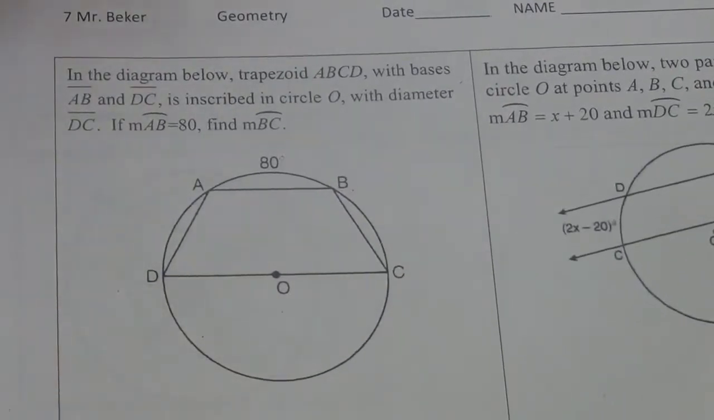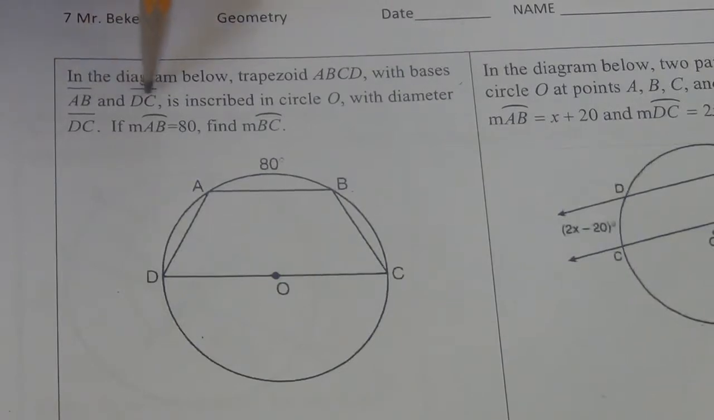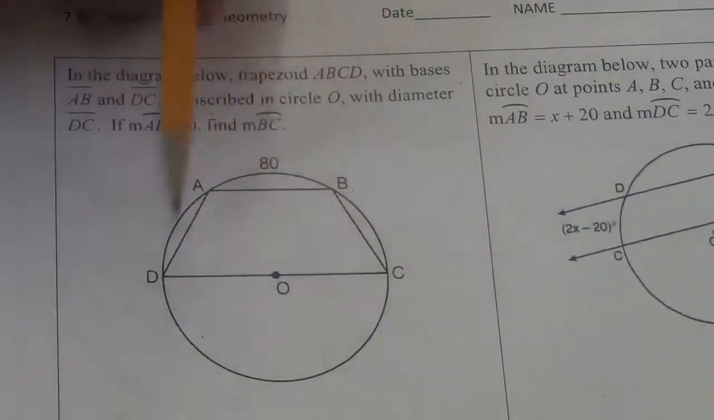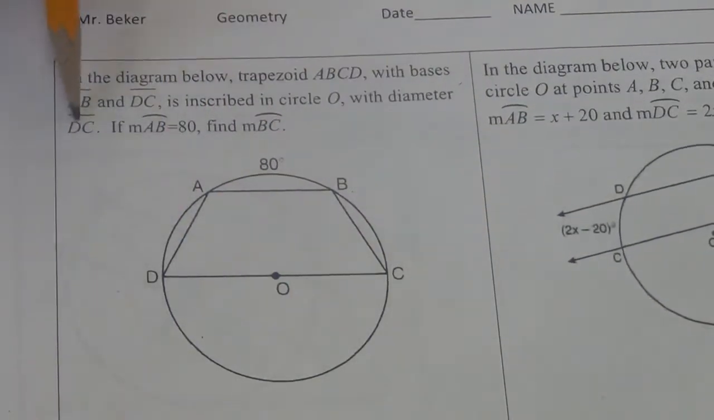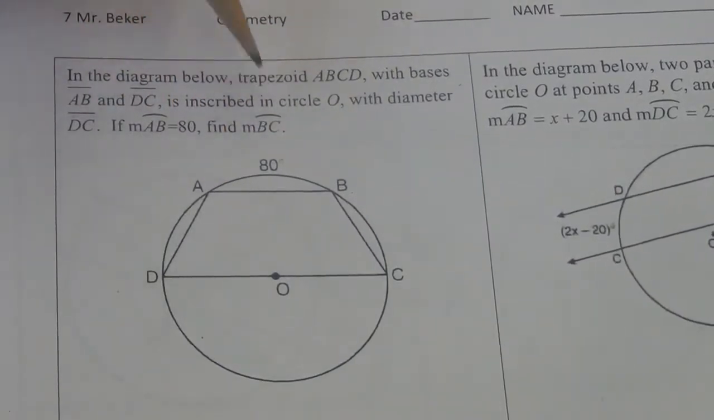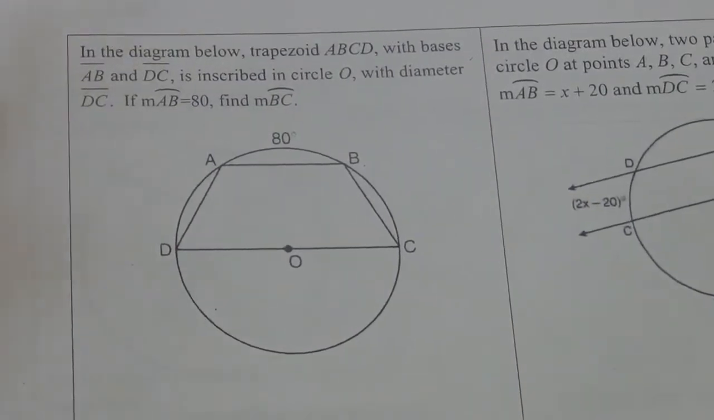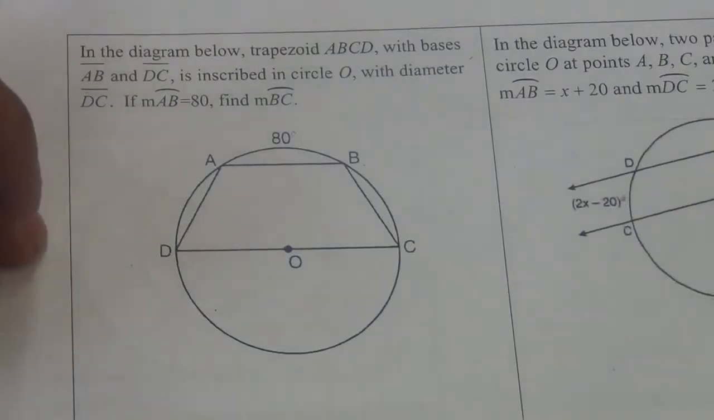Here. It says, in the diagram below, trapezoid ABCD with bases AB and DC is inscribed in the circle. Okay. With diameter DC. The measure of arc AB is 80. Find the measure of BC. I should leave this up to you. And you know what? Yeah, I should, but I'm still gonna help you because sometimes you might need a helping hand.